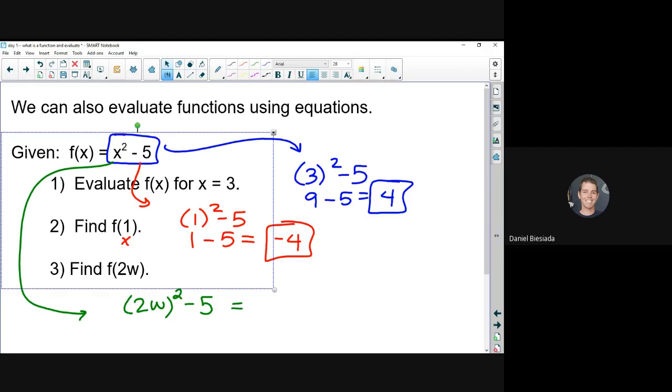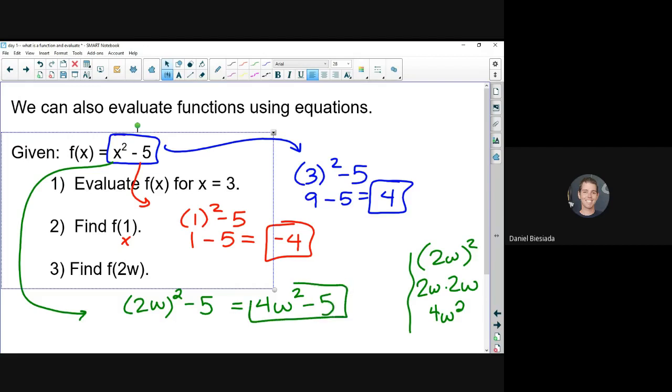When I square that 2w, and I'm going to do a little scratch work here on the side, squaring something, of course, means to multiply it by itself. So I'm looking at 2w times 2w. That gives me 4w squared. So my answer here would be 4w squared minus 5.